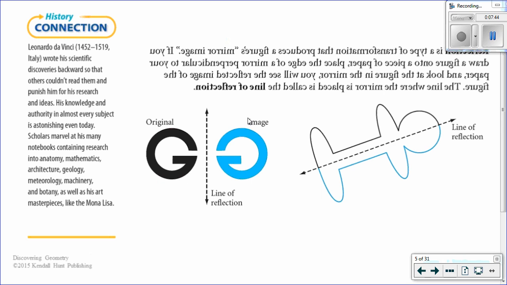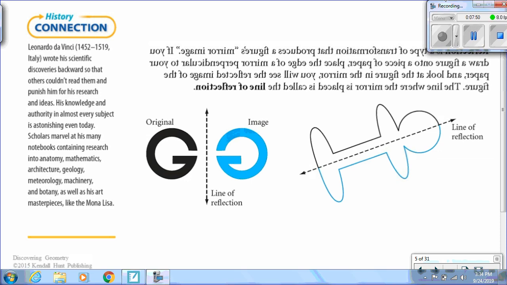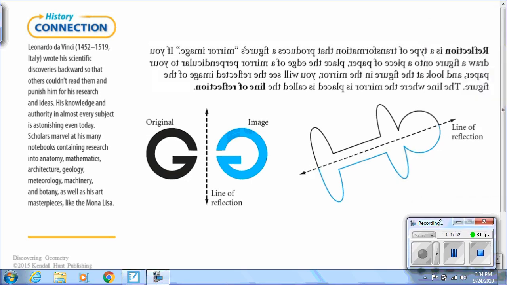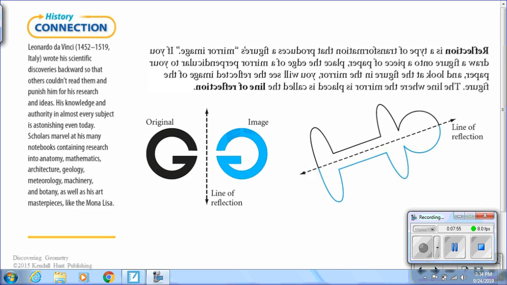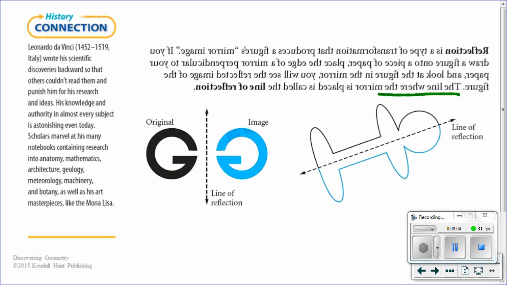All right, let's take a look at a reflection. I know that can be hard to read, but that just highlights what a reflection is. You have to read that backwards. That paragraph has been flipped around, or reflected. The line where the mirror is placed is called the line of reflection. I'll say that again because I know it's hard to read. The line where the mirror is placed is called the line of reflection. So think about standing in front of a mirror. That mirror is the line of reflection. You are the pre-image and your reflection is the image.